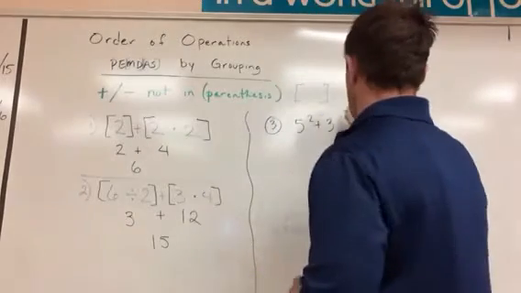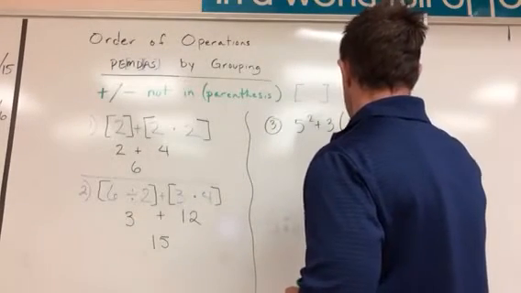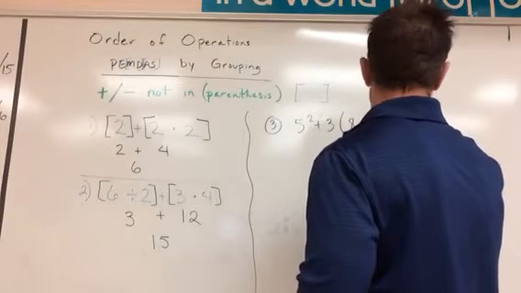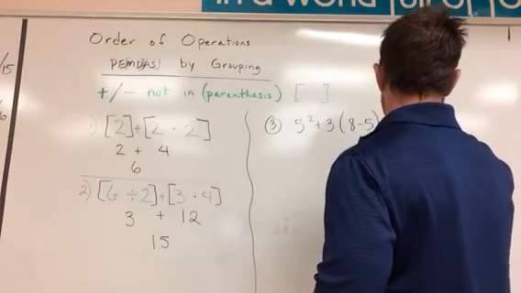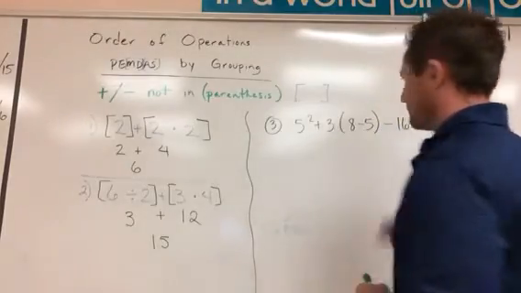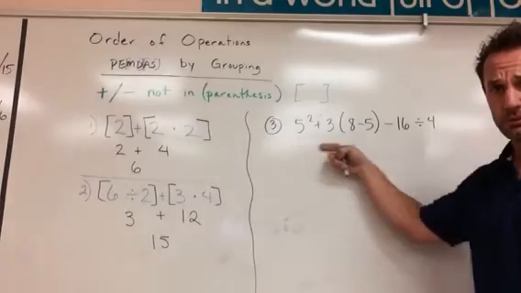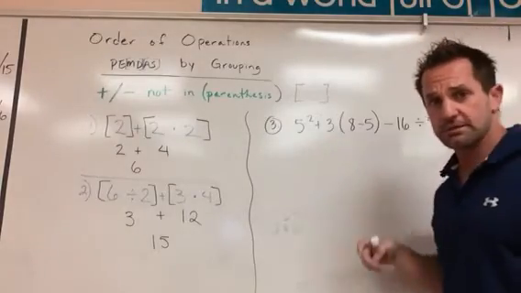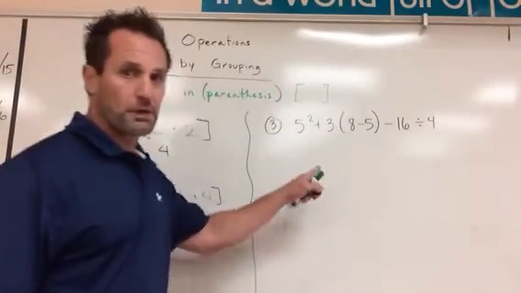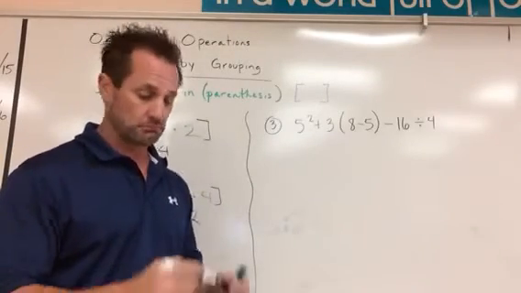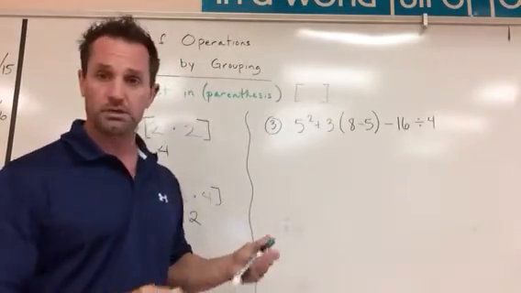Five squared plus 3 times (8 minus 5), minus 16 divided by 4. Now this problem looks like a beast, and it would probably take you 5 steps to complete. Okay? And let's see how it works with our brackets, with our grouping.